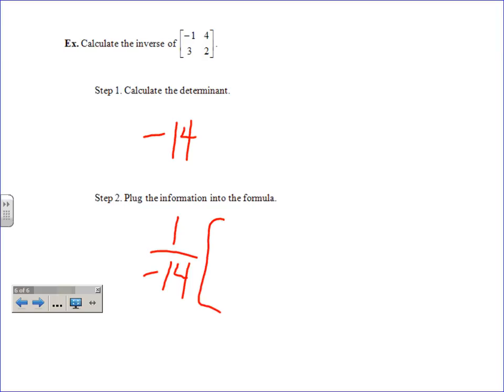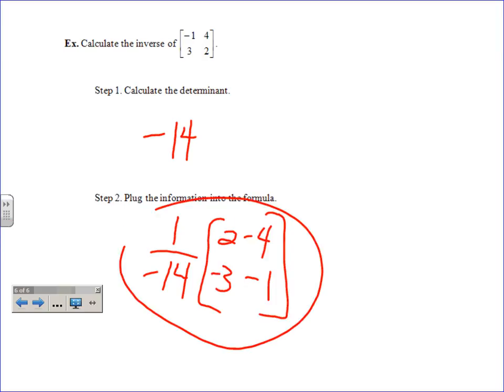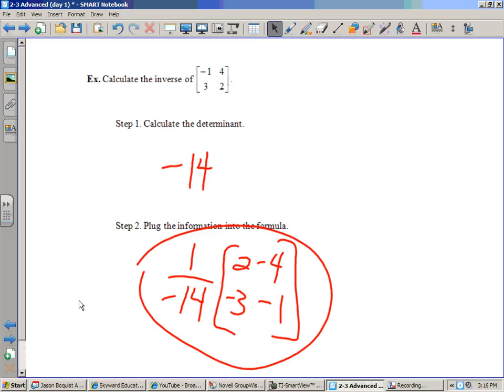Okay? And then take your negative 1 and your 2 that you've got up there and switch their spots. And take the 4 and the 3, change their signs. There you go. That's the inverse. Okay. Any questions? All right, do I need you to multiply this out? Nope, don't do that. You can if you want, but you don't have to.